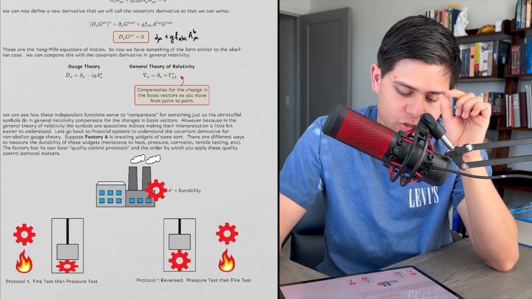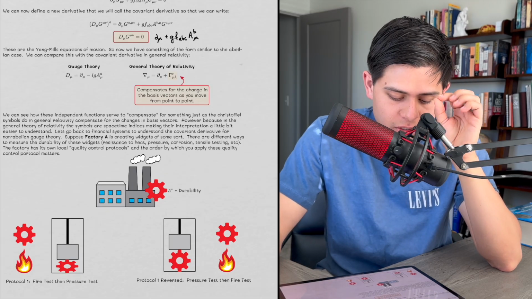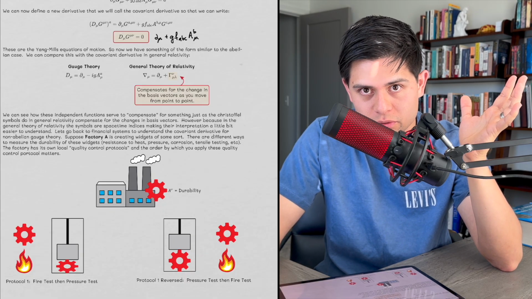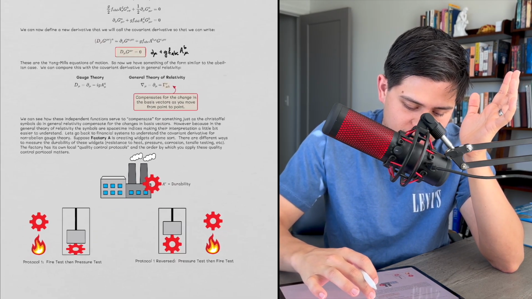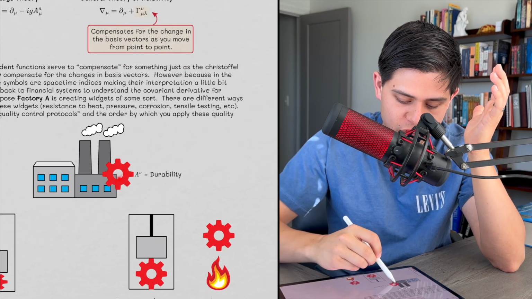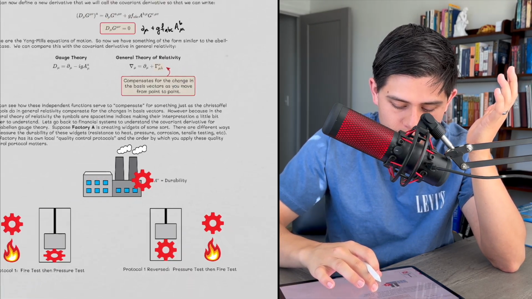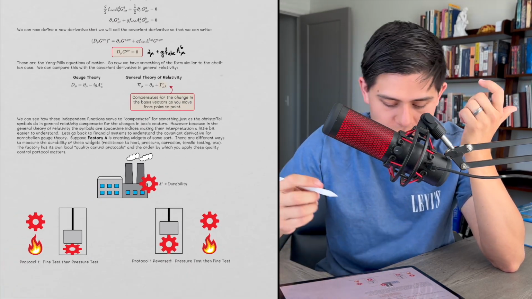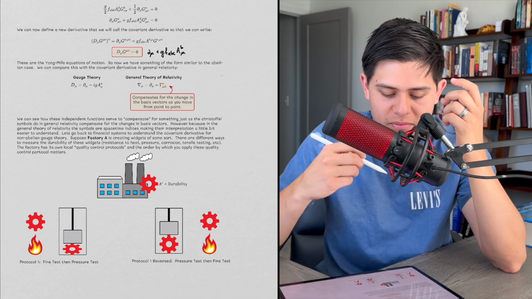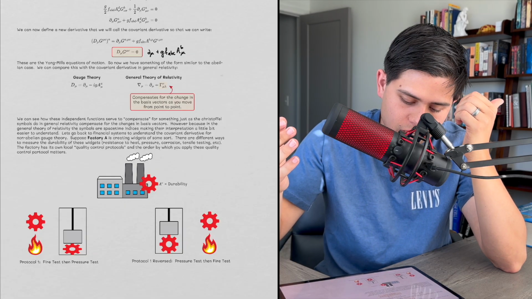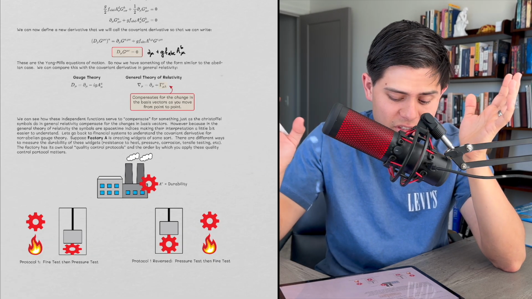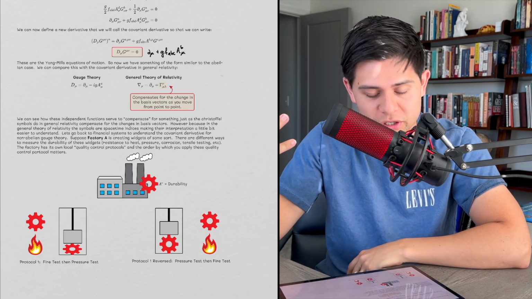So let's go back to financial systems to understand this. Suppose we have a factory A, and this is creating widgets of some sort. There are different ways to measure the durability of these widgets. We're going to call the durability of this widget A mu, and this is a function of time and space. The durability of these widgets can be measured by resistance to heat, pressure, corrosion, tensile strength, and so much more. There are all these things we can use to measure the durability of these widgets.